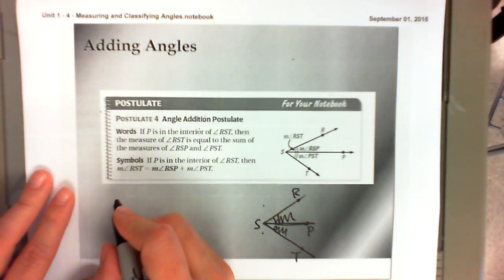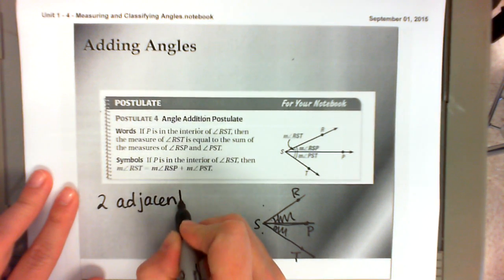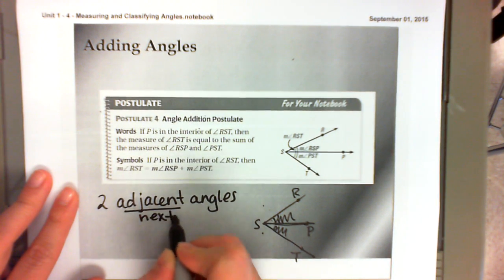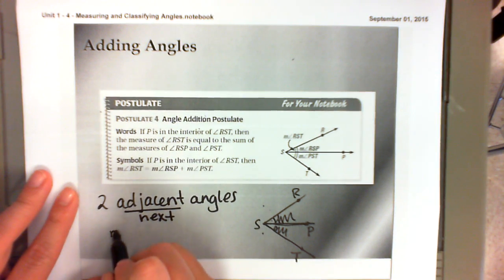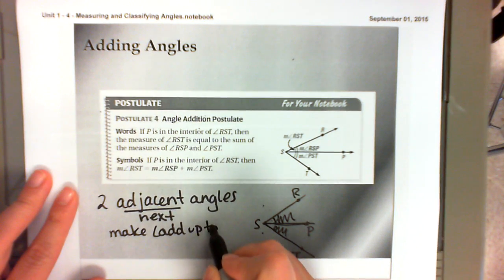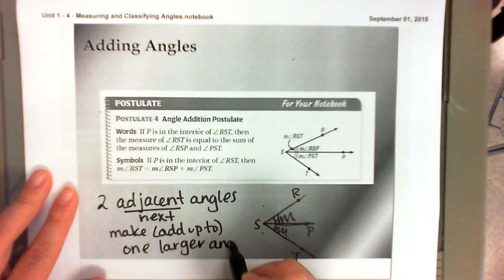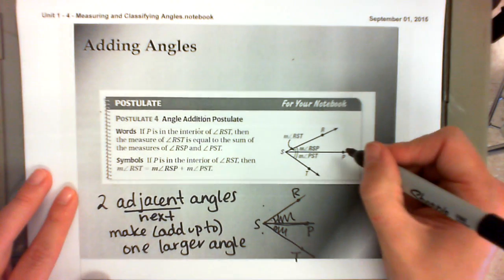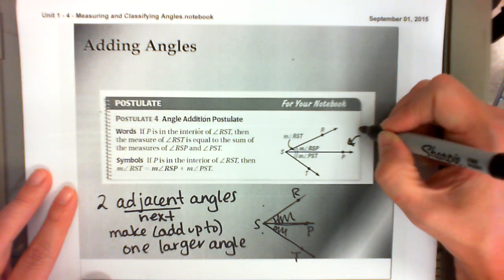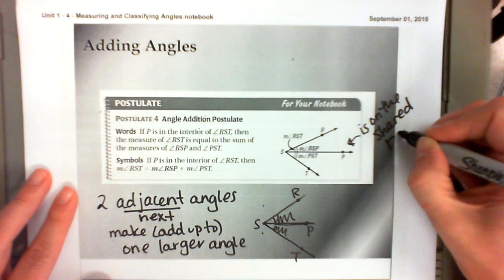This means two adjacent angles. Adjacent means next to. Two adjacent angles make or add up to one larger angle. That's how I would say it in my own words. And P in the diagram is on the shared ray.